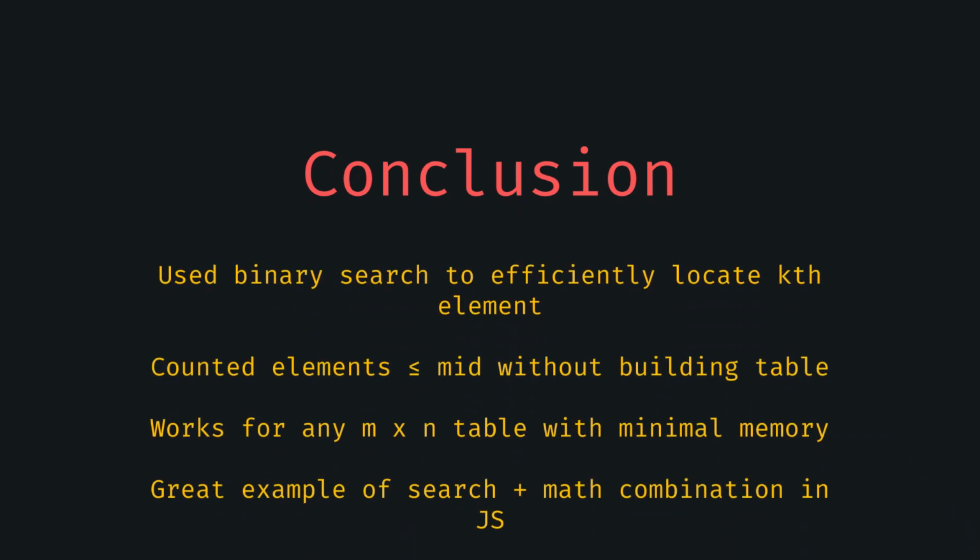By combining binary search with element counting, we efficiently find the kth smallest element in any multiplication table. This approach avoids large memory usage and scales well. It is a perfect example of optimizing algorithms using math and JavaScript logic.